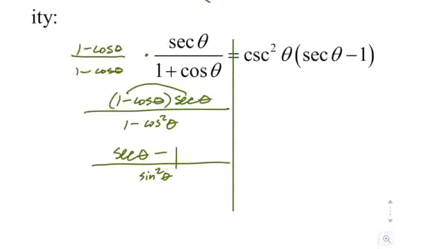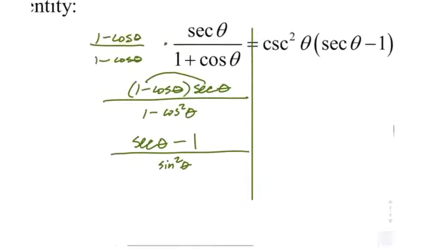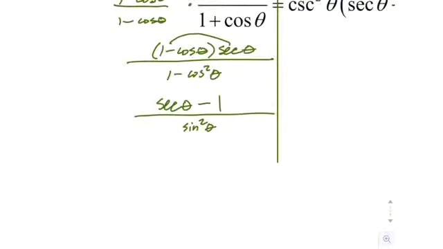So what's sine times cosecant? 1. What's secant times cosine? 1. What's tangent times cotangent? 1. They come straight from the reciprocal identities. Well, how's that looking now? That's looking good. So on the next line, you could go actually straight to the final answer if you want.